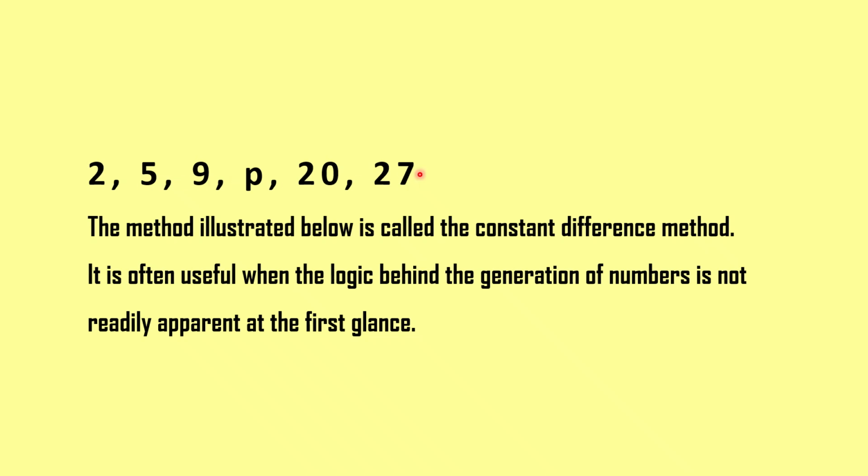So this is the series. Now the method which we are going to illustrate is called the constant difference method. It is often useful when the logic behind the generation of numbers is not readily apparent at the first glance. If it does not occur to you by what rule the numbers are generated, then this constant difference method will be very useful. We will illustrate it in case of this series.